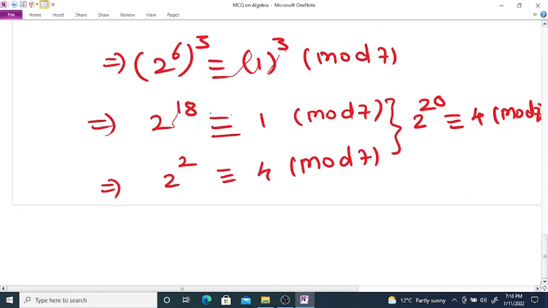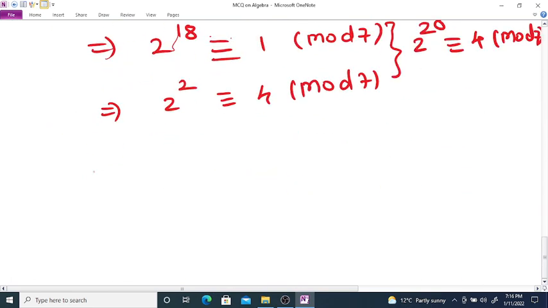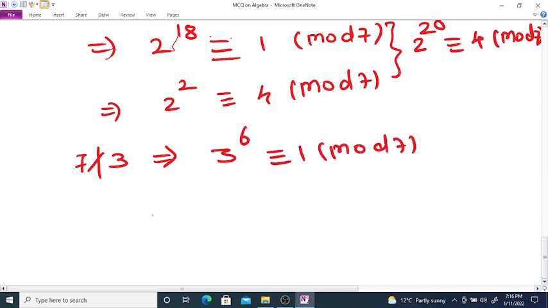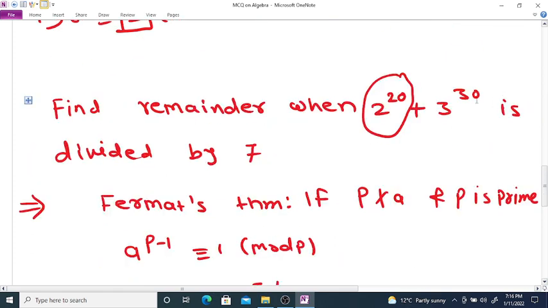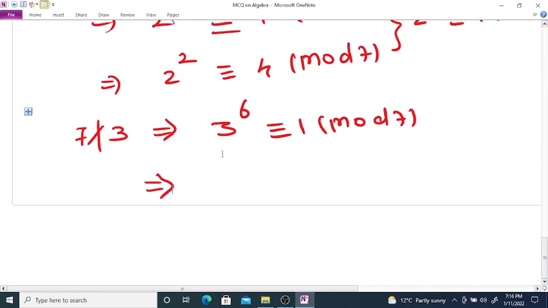Next, similarly, the same logic we are going to apply. Since 7 does not divide 3, this implies, by using Fermat's theorem, 3 raised to 6 is congruent to 1 modulo 7. Now we want the power 3 raised to 30, and we have reached up to 3 raised to 6.